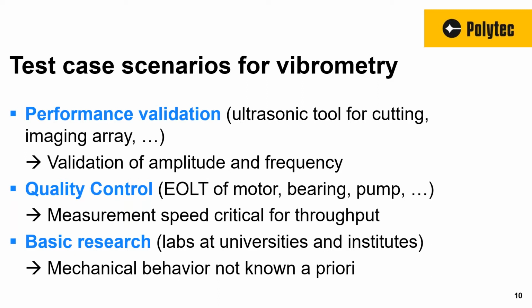Quality control: vibrometers are used for quality control at end-of-line tests of motors, bearing pumps, and many other devices. Measurement speed is critical for throughput, so usually just one measurement location is being investigated.